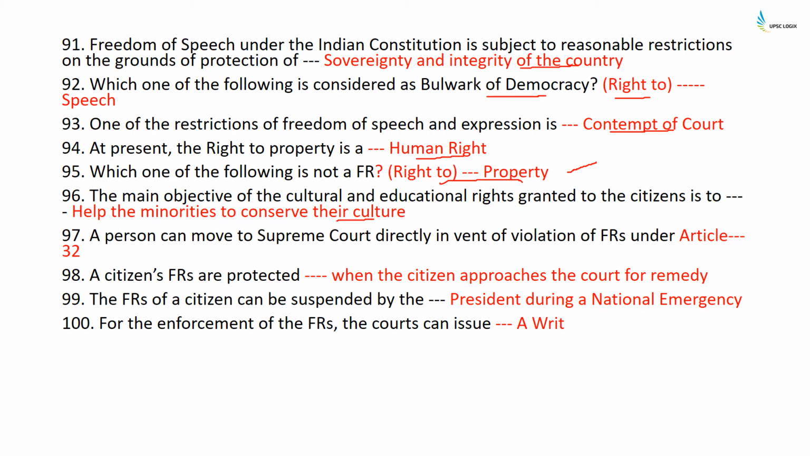A citizen's fundamental rights are protected when the citizen approaches the court for remedy. The fundamental rights of a citizen can be suspended by the President during a national emergency. For the enforcement of fundamental rights, the court can issue a writ.